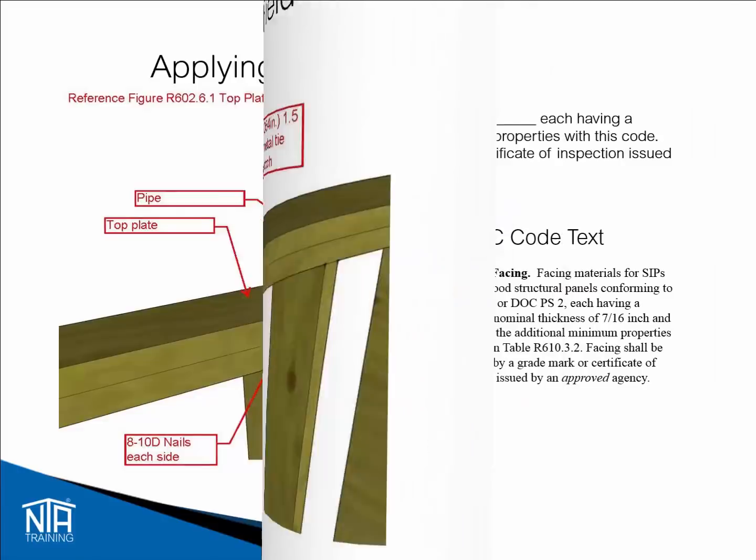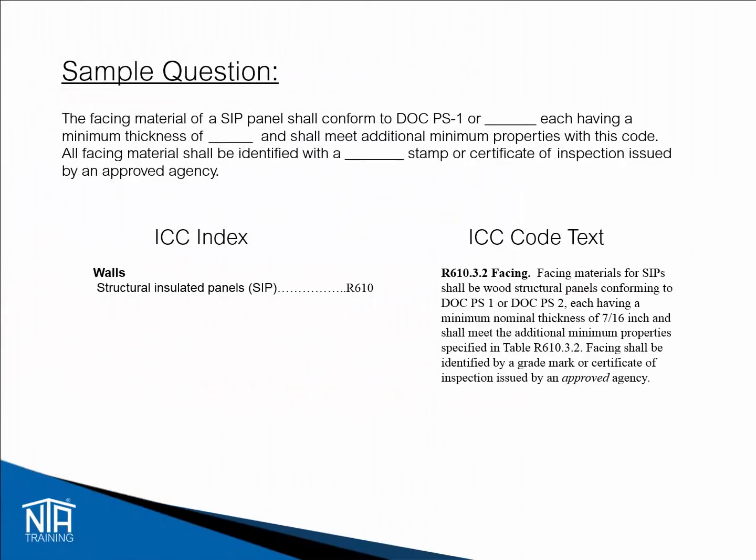R602.6.1. The facing material of a structural insulated panel shall conform to Doc PS1 or blank, each having a minimum thickness of blank, and shall meet additional minimum properties with this code. All facing material shall be identified with a blank stamp or certificate of inspection issued by an approved agency.